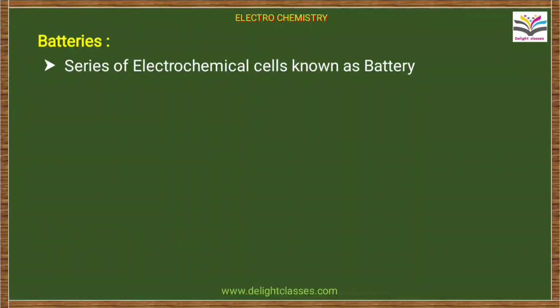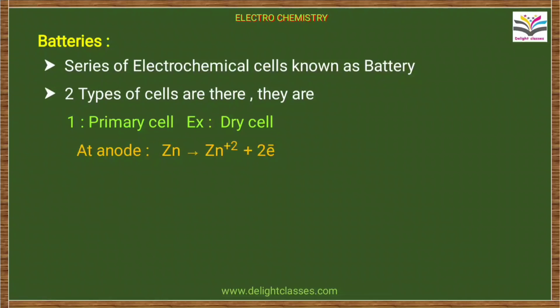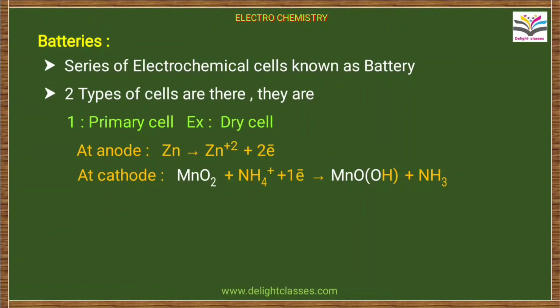Batteries. A series of electrochemical cells is known as a battery. Two types of cells are there. They are primary cell, example dry cell. At anode, Zn gives Zn2+ plus 2 electrons. Cathode: MnO2 plus NH4+ plus 1 electron gives MnOOH plus NH3.